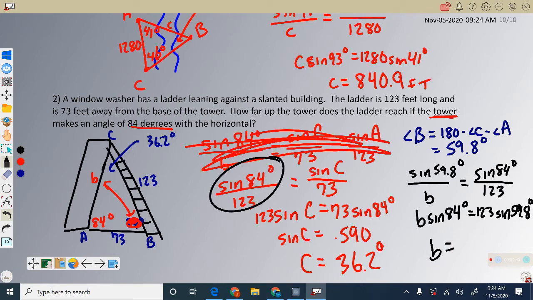So then you'll do that division. So 123 sine of the 59.8 divided by the sine of 84 to get your value of B, and that'll be your answer, 106.9, it looks like, feet long for this problem. Okay, so there's two basic problems. In the next video, you'll look at the dreaded two-triangle problem here in the law of sines.